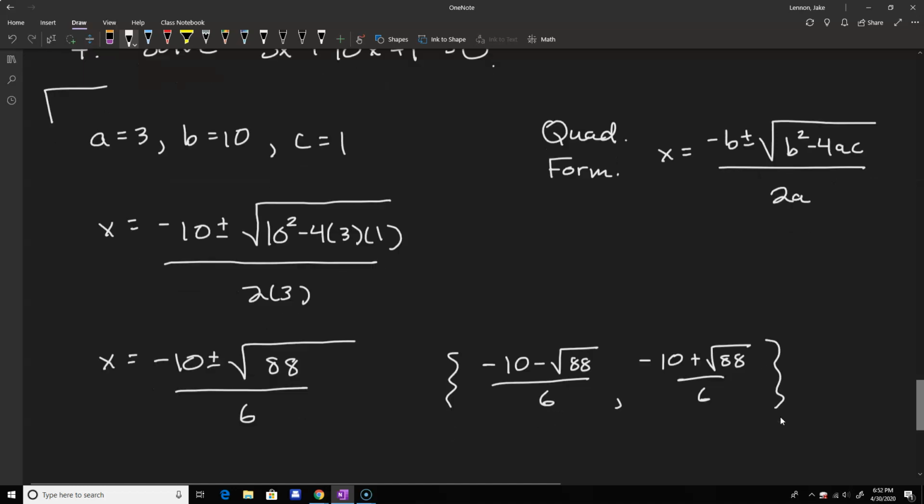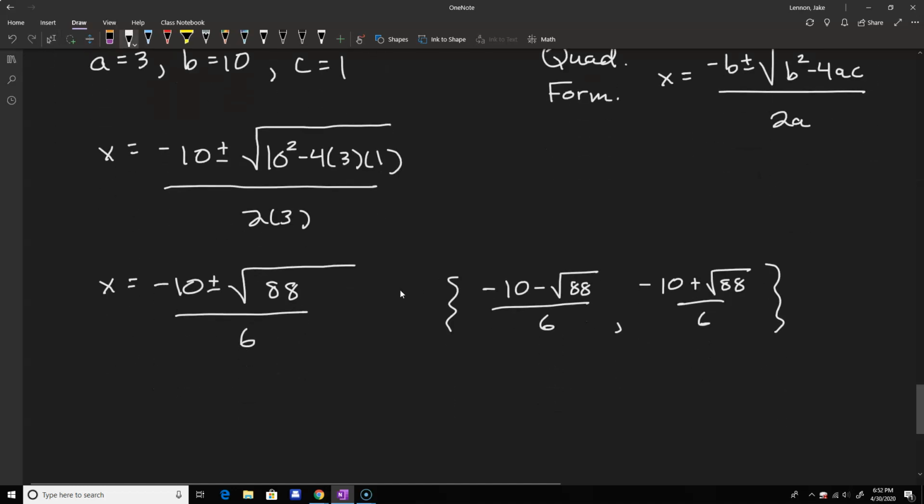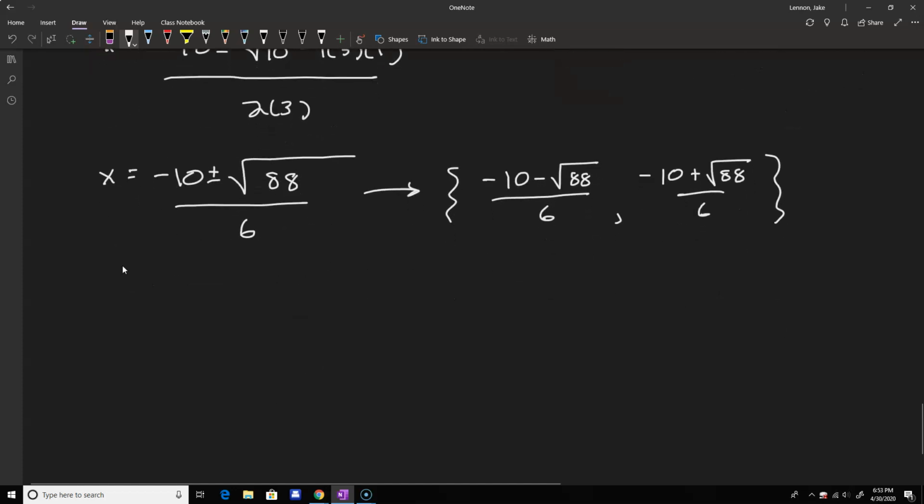This is not in simple radical form, but I don't think that they will ask for that. If they do, some things that can be reduced is basically, simplify to simple radical form.